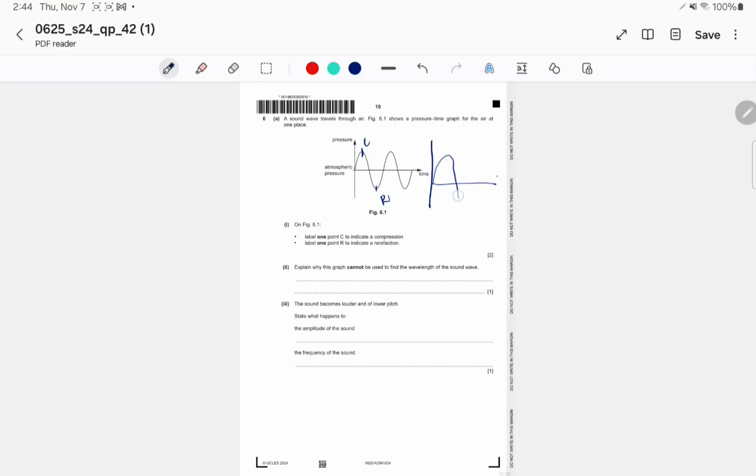See here, wavelength is between two successive crests. This distance. So your y-axis will be displacement and the x-axis will be time taken. But here the y-axis is atmospheric pressure. So this graph does not show the variation of displacement. That's the reason. So we cannot calculate the wavelength.